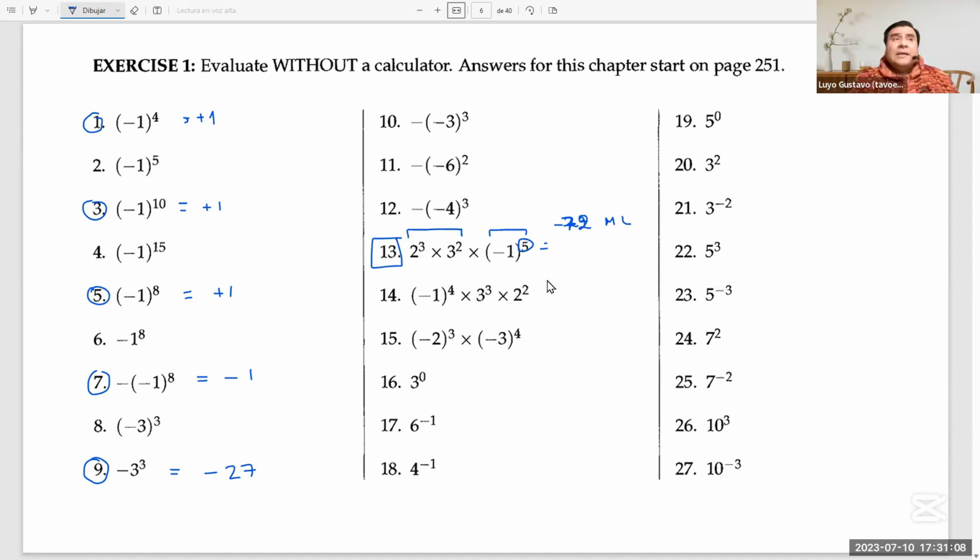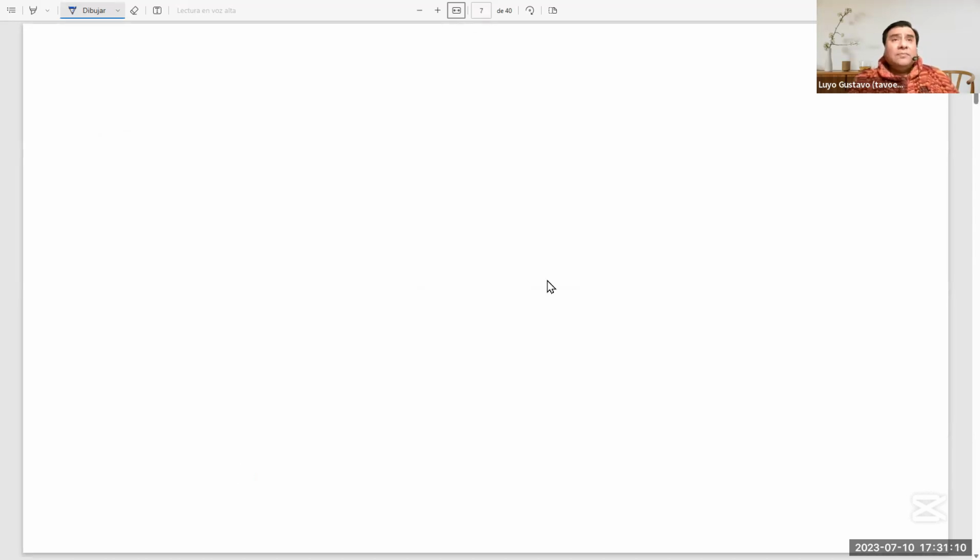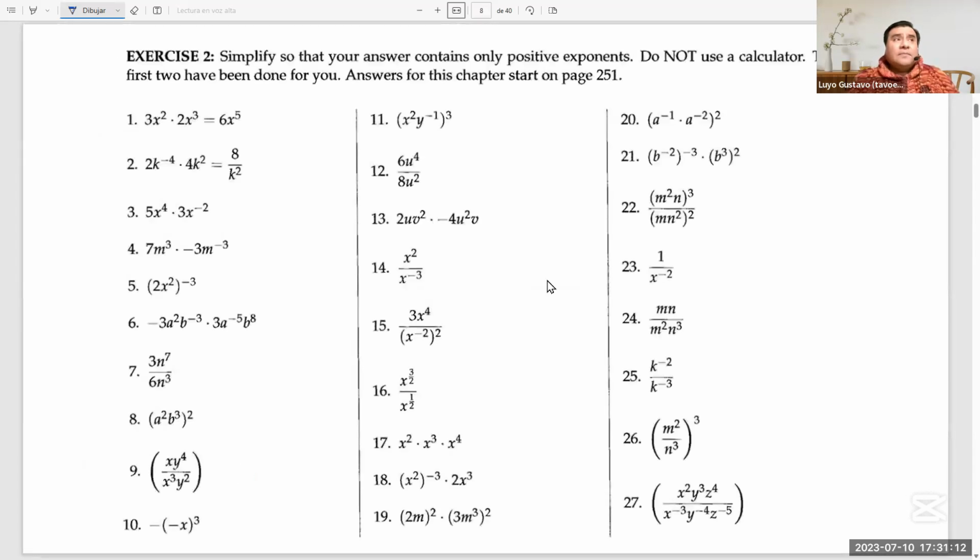Okay, let's see some interesting questions now, some exercises. Now let's raise the level a little bit, because now we'll deal with variables, okay? Algebraic expressions with variables, sometimes one variable, two variables, or more.